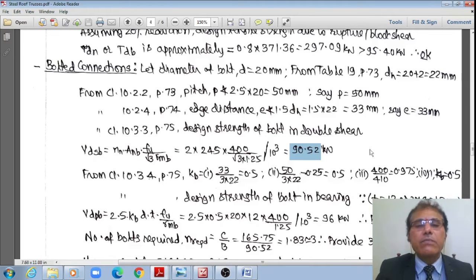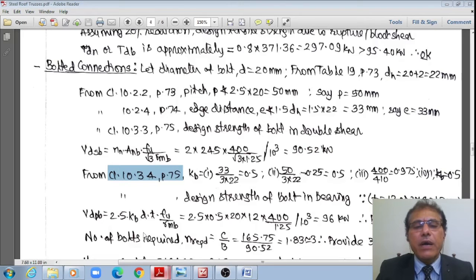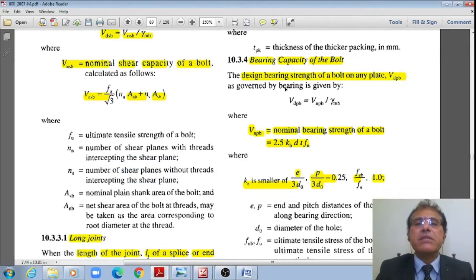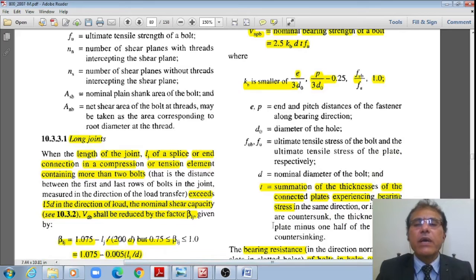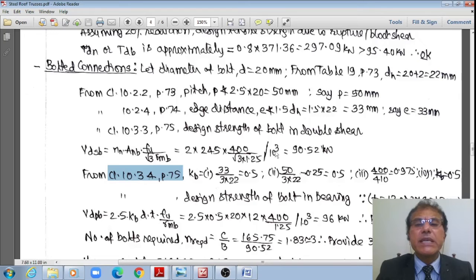Now let me go to clause 10.3.4, page number 75, right? I need to calculate the bearing capacity of the bolt, which is given by VDPB equal to VNPB divided by gamma mb, where VNPB is equal to 2.5 kb d t FU, where kb is the smaller of 1, e divided by 3 d naught, 2, p divided by 3 d naught minus 0.25, 3, FUB divided by FU, and 4 is 1, and t is the summation of the thickness of the connected plates, which is the thickness of the gusset plate, which is minimum, right?